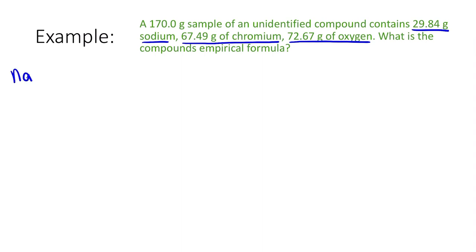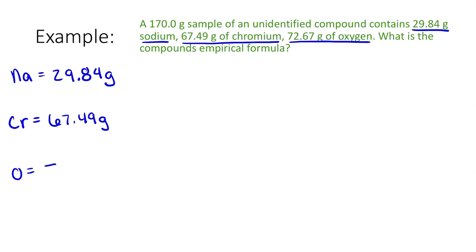And so I'm going to start by listing out my elements and all of the information I have. So I have sodium, and that has 29.84 grams. And then for chromium, I have 67.49 grams. And then oxygen, I have 72.67 grams. All right, so because I've already been given an amount for each element, I don't have to do anything with percentages. I don't have to pretend I have 100 grams. I'm already in grams. And so all I need to do is convert grams to moles at this point. And remember, we do that by dividing the mass by the molar mass.